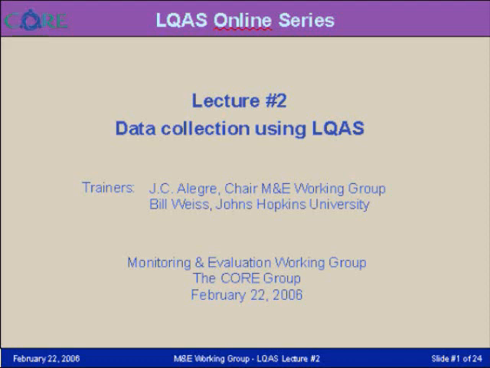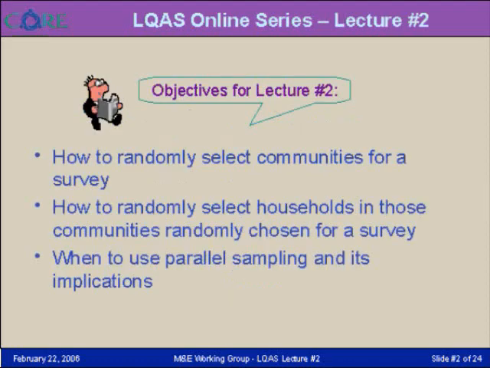In this lecture, we will address considerations when collecting data using LQAS in a quantitative survey, especially in surveys conducted at the household level, including KPC baseline surveys carried out at the beginning of a project. Objectives for this particular lecture include how to randomly select communities for a quantitative survey conducted using LQAS, how to randomly select households in those communities that have been randomly selected for a survey, and when to use parallel sampling and some key data collection implications for doing so.